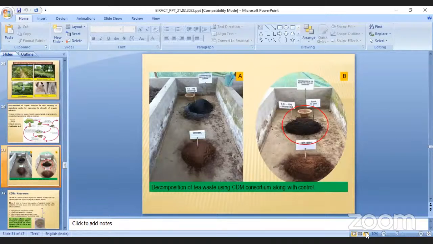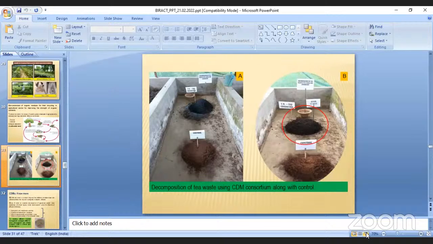This is one of the experiments where we have introduced our cellulose degrading microorganisms. And then tea waste, you all know tea waste. This tea waste can also be used as an important source of nutrients if used properly. Used properly means if we can enrich their nutrient status.